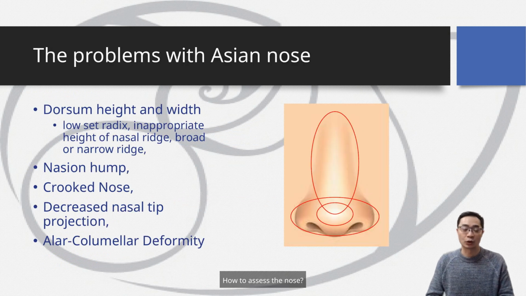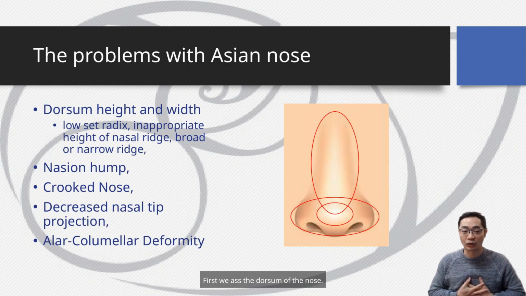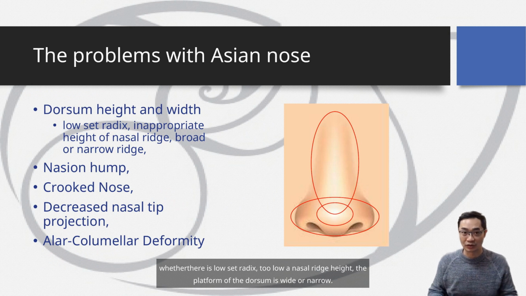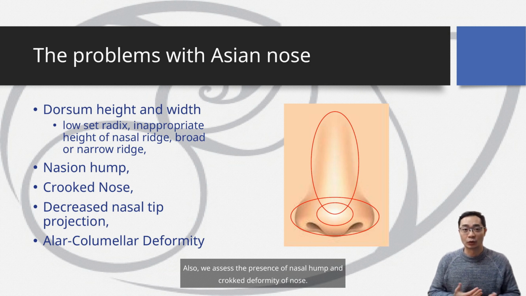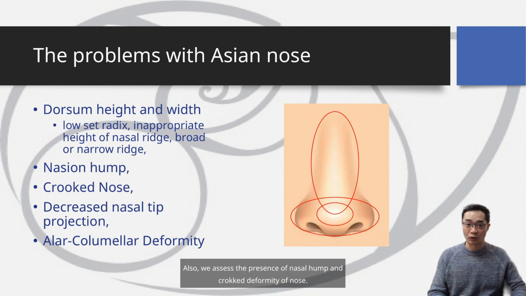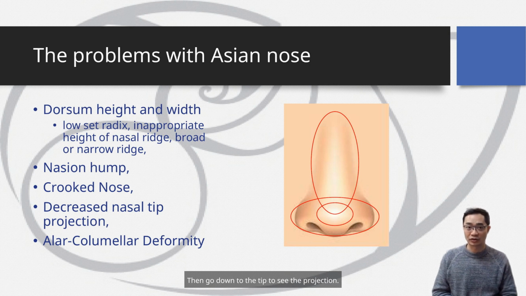How to assess the nose? First, we assess the dorsum of the nose, whether there is low set radix, too low a nasal ridge height, or whether the platform of the dorsum is wide or narrow. Also, we assess the presence of nasal hump and crooked deformity of the nose. Then go down to the tip to see the projection. Last but not least, we assess the AC configuration.